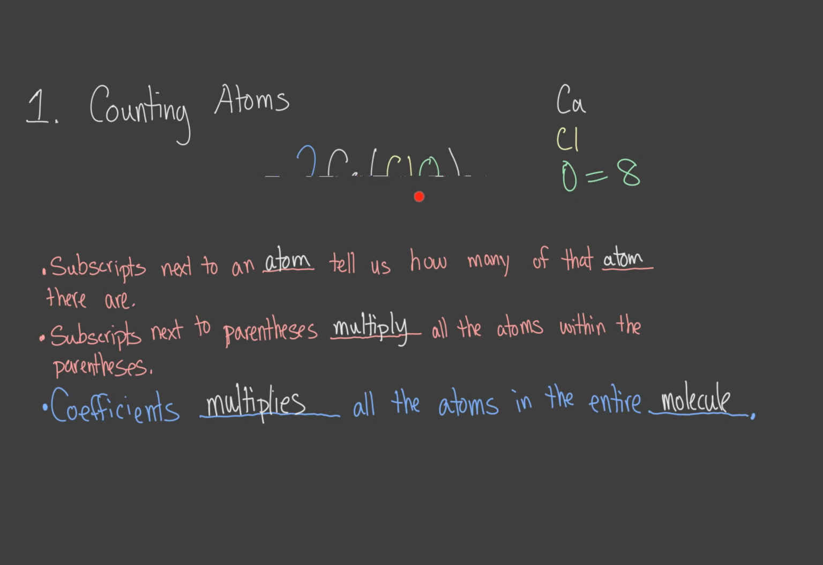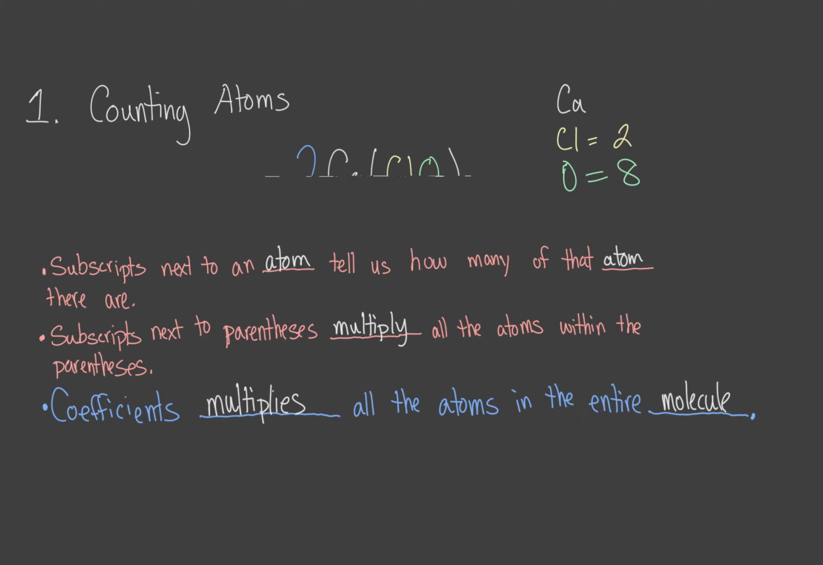When we look at chlorine, if we don't see a subscript at all, it means there's 1. So we have 1 chlorine, and 2 times that 1 chlorine, because again, this subscript multiplies. 2 times the 1 chlorine equals 2. And then we have 1 calcium. There's the subscript over here. So this subscript does not apply to this calcium because the calcium is not within those parentheses.